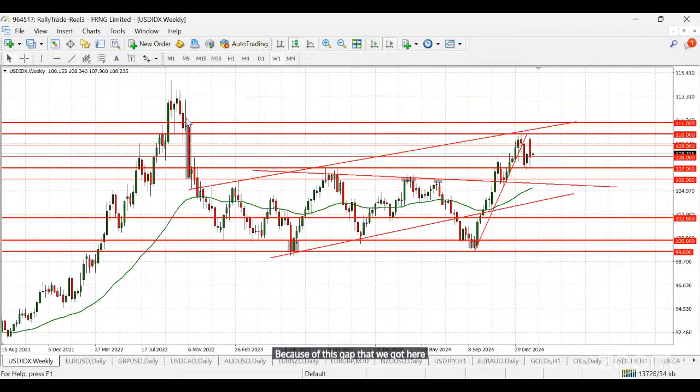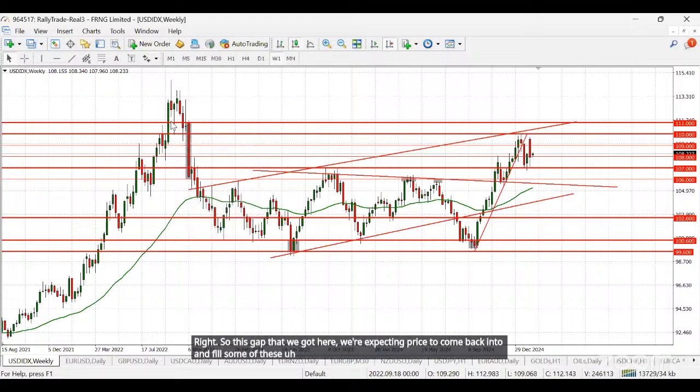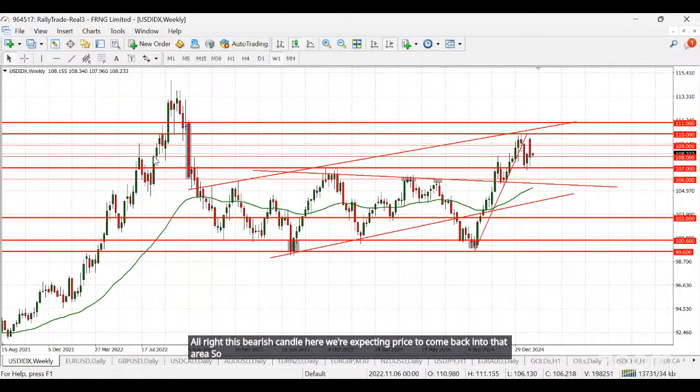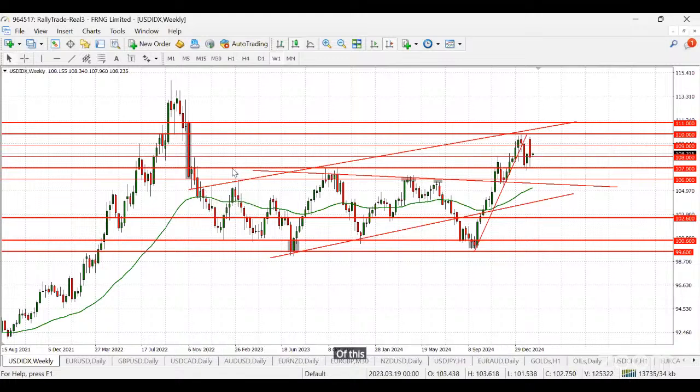Right, so this gap that we got here, we're expecting price to come back into and fill some of these and fill a part of this candle. All right, this bearish candle here, we're expecting price to come back into that area to fill it to some extent. All right, so we're looking at the 110 level. That's one, and then number two, because of this trend line here, price has tested it multiple times. So it's not surprising to see price come back into to retest that trend line.